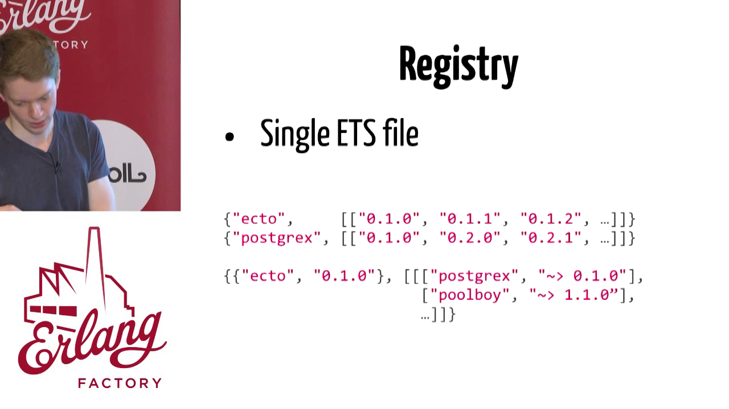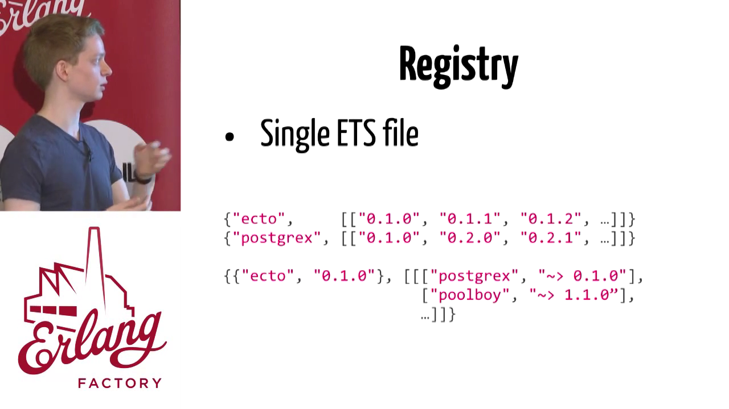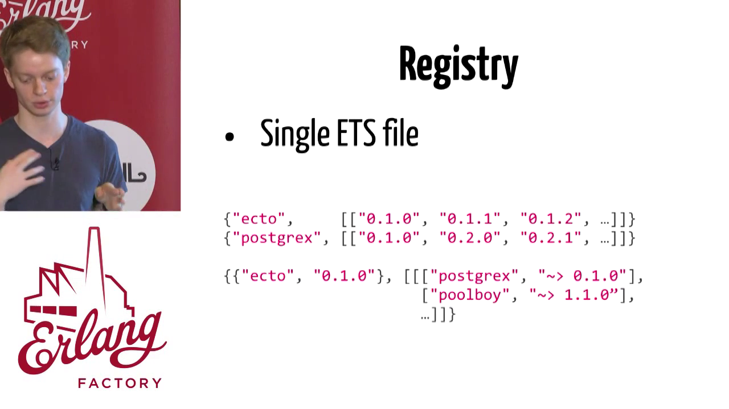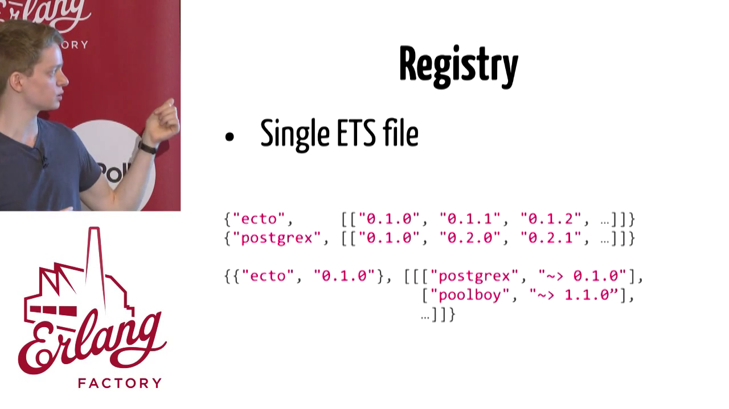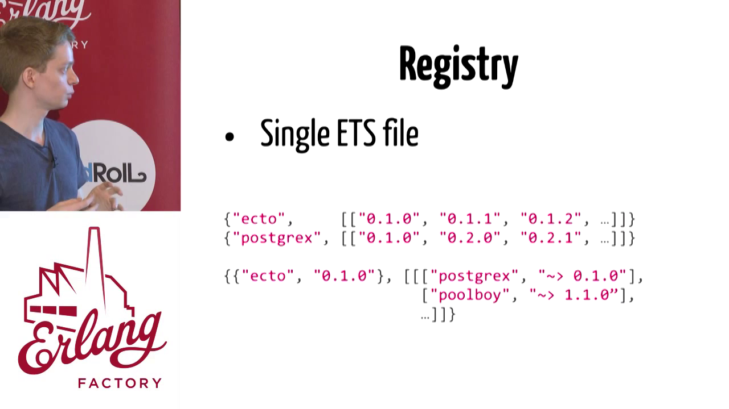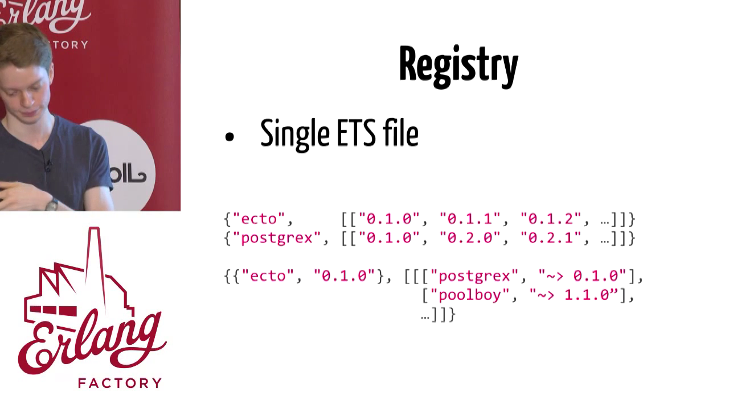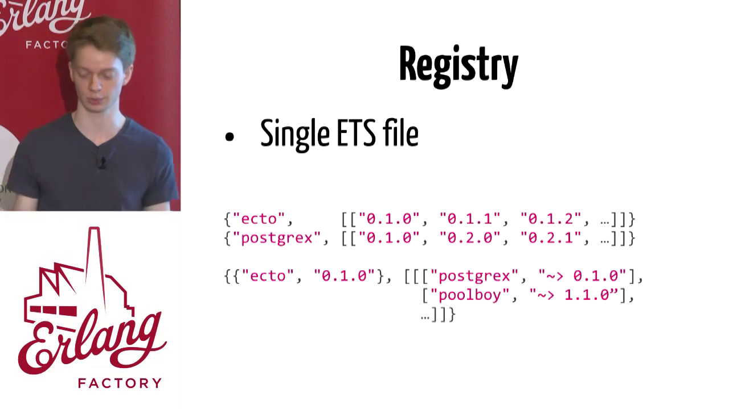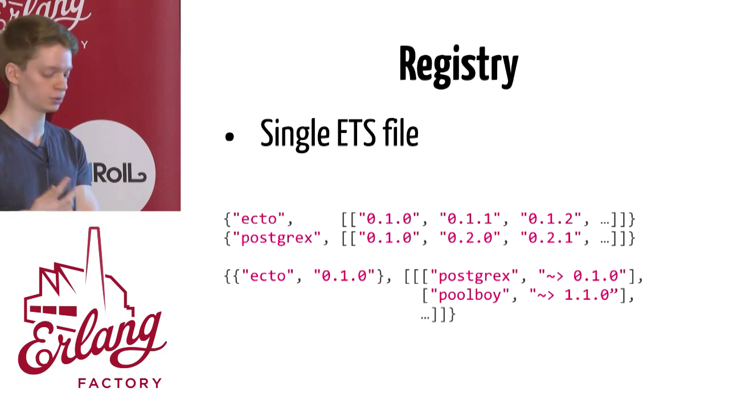And the registry is a very simple thing. It's just an ETS table that we store to a file. And it just has all the packages, all the versions of those packages, and for each package version pair, we specify all the dependencies and all the version requirements on those dependencies. And it's an ETS file today because it was a very easy way to do it. We can just persist the ETS table, and it's very easy to distribute.